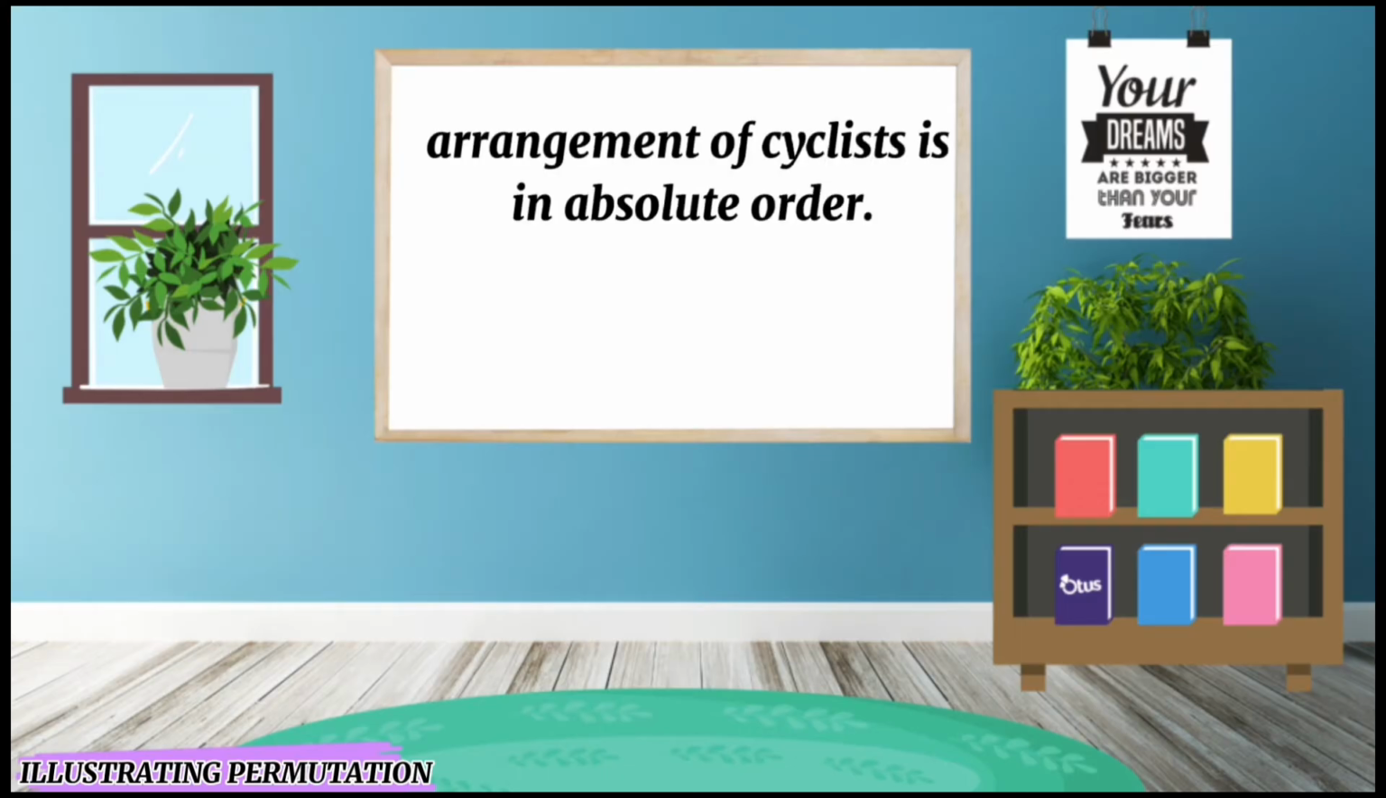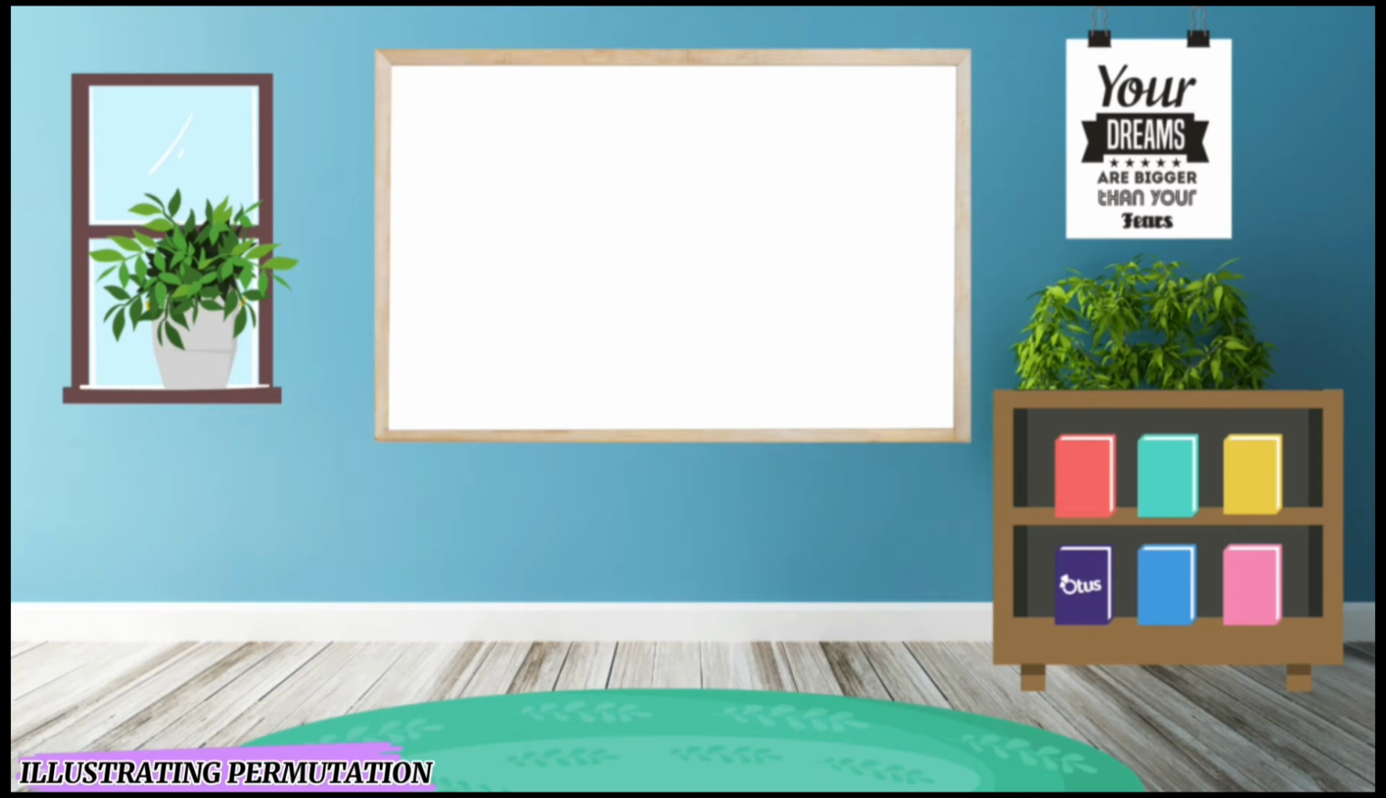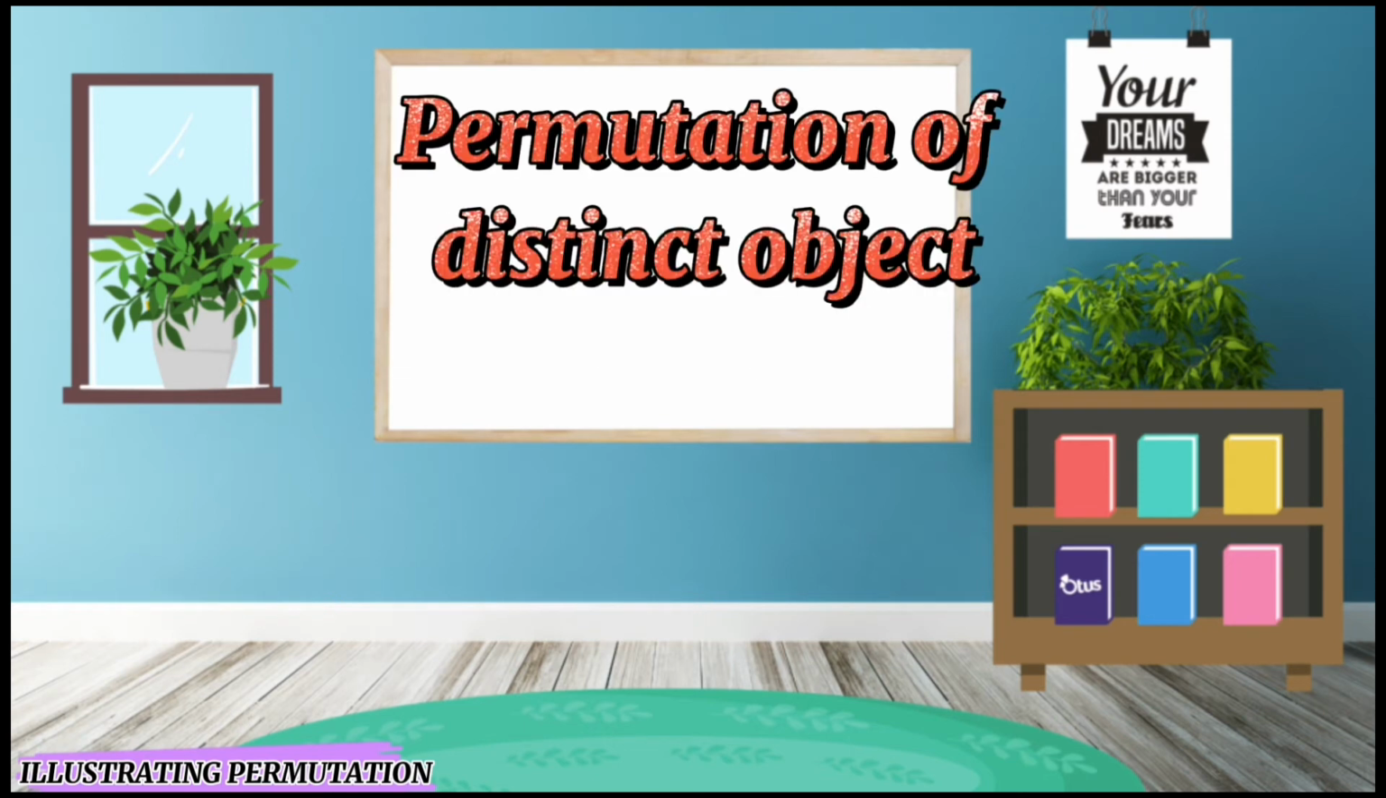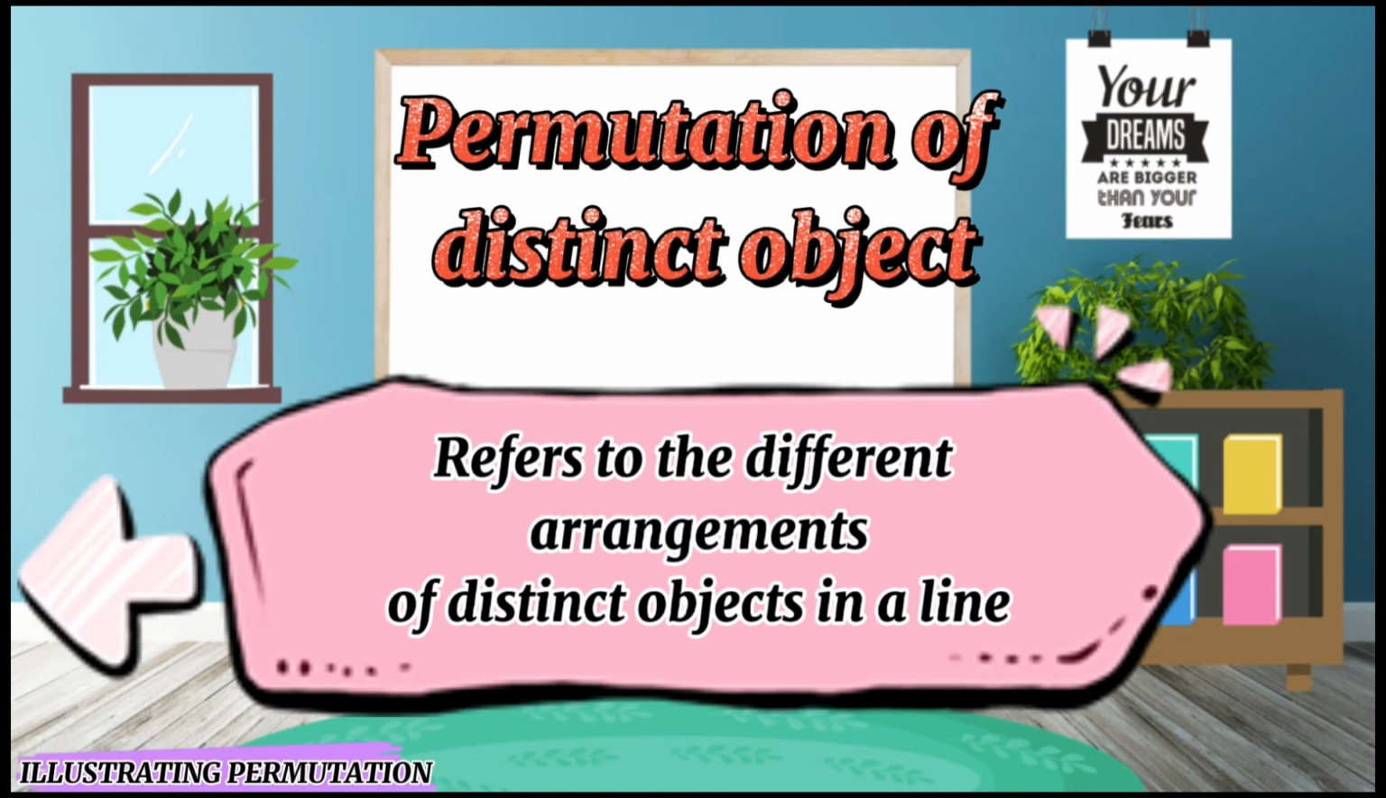The arrangement of the cyclists is in a particular order. That means the arrangement is important. That is an example of permutation of distinct objects. And what is the permutation of distinct objects? It refers to the different arrangements of distinct objects in a line. It is the different arrangement when no objects are identical or the same.